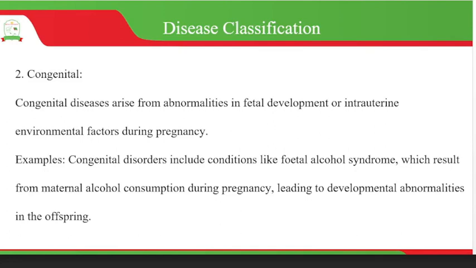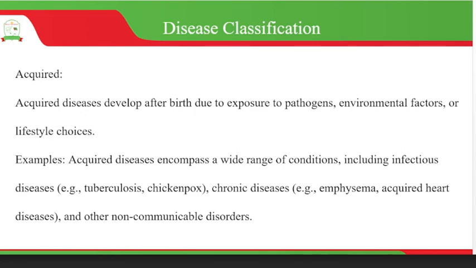So, for example, congenital disorders may include conditions like fetal alcohol syndrome, especially if this mother was taking excessive alcohol during pregnancy that went and caused havoc to the cells of the fetus, and the baby is born with fetal alcohol syndrome. So this results from maternal alcohol consumption during pregnancy, leading to the development of abnormalities in the offspring.